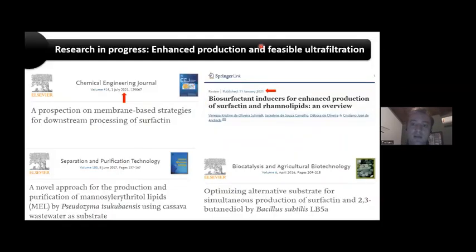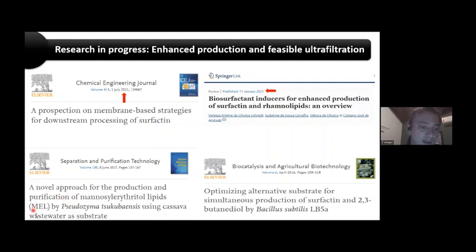And there's a lot of publication on this subject. The most recent from our research group is trying to use ceramic membranes to purify the surfactant, and also to use some inducers in order to enhance the production of surfactant.